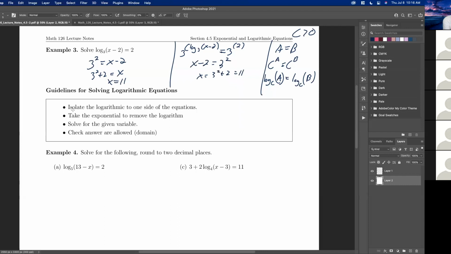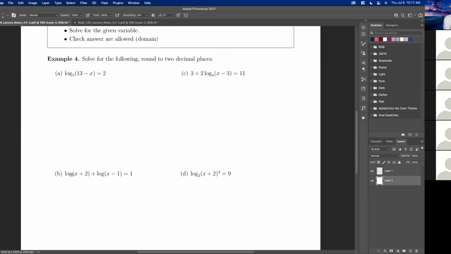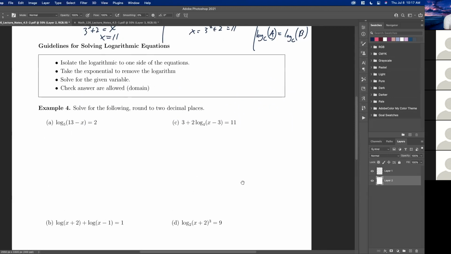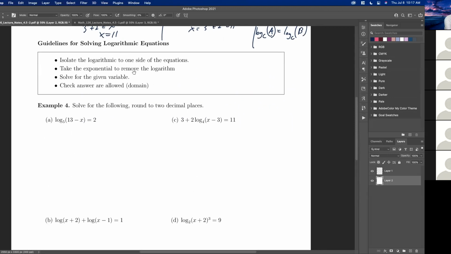So we're going to do the same thing here. We're going to isolate that log to one side, and take the exponential to remove the log. Here we're doing a 5, here we're going to do a 4, here we're going to do 10, because we're going to assume for this class that log base nothing is 10, and then we're going to do a 2 here. We're going to solve for the given variable, and then we have to check this. This is a must-do step. Usually checking answers is a nice step, but today it's something we have to do.